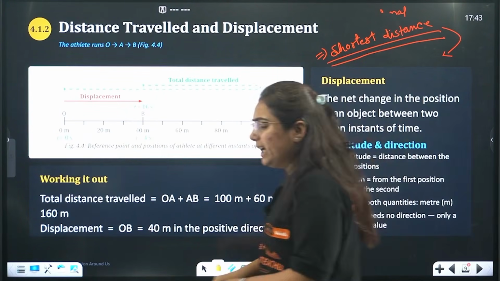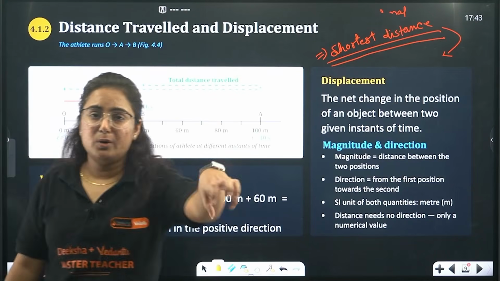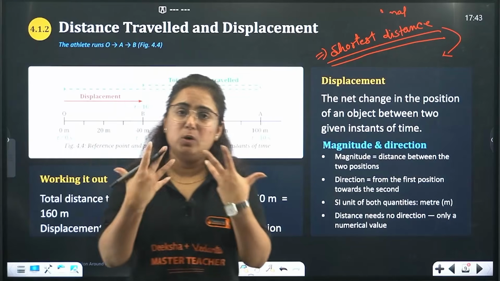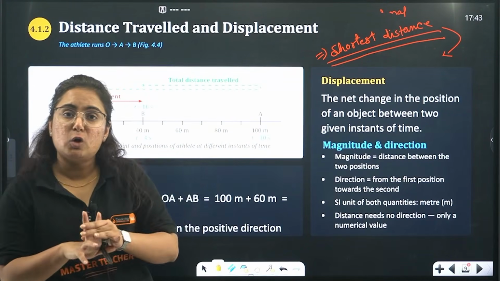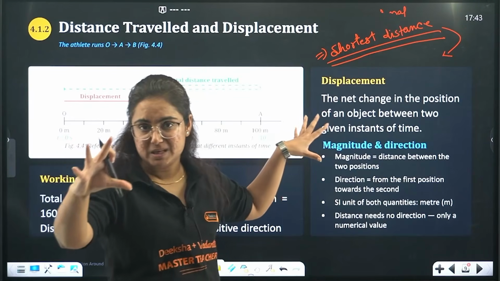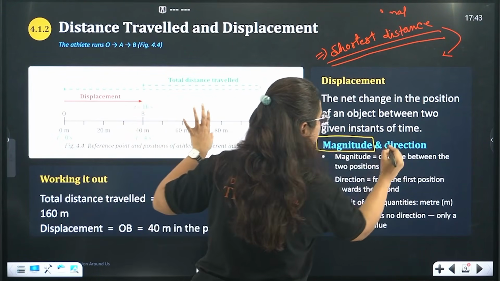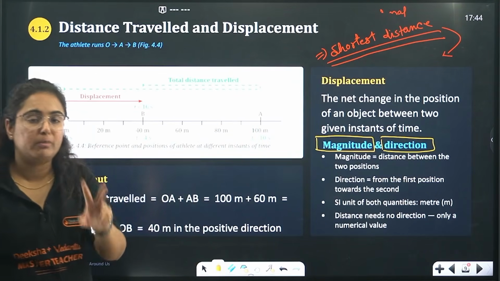But ma'am, in both cases we are talking about the distance covered by a person. Can you explain more about the difference between them? Yes, my dear students, there are two parameters on which the definitions of distance and displacement depend, and that is the magnitude as well as the direction. Both matter.